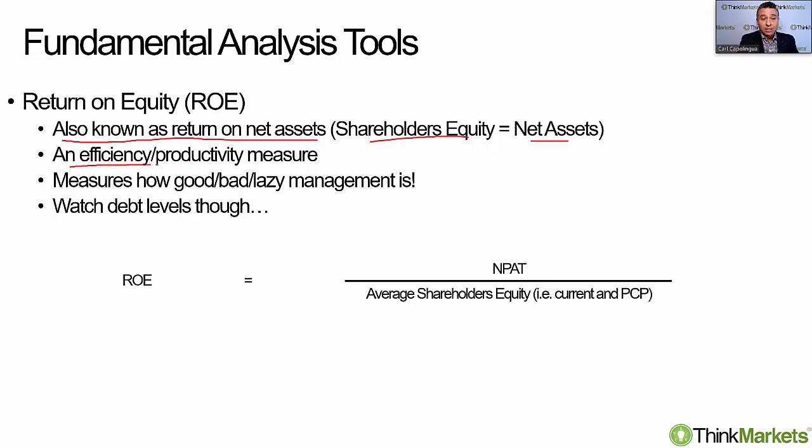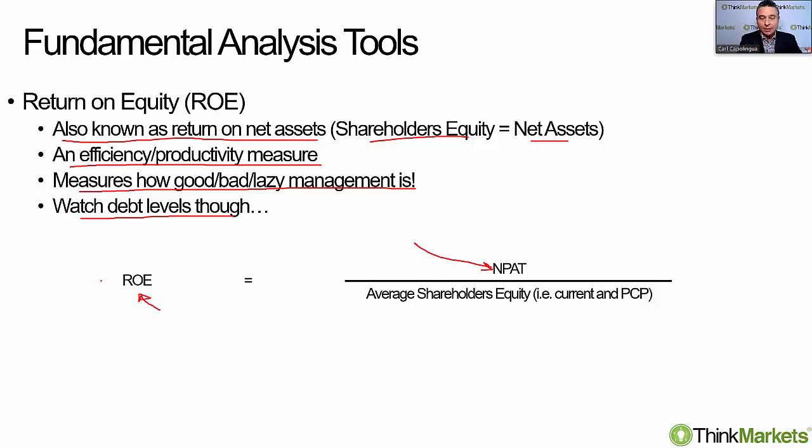It is an efficiency or productivity measure. For me, it tells me how good, bad or lazy management is. It talks about management's ability to extract financial performance out of net assets. Watch, however, when debt levels are very high relative to assets. A company can juice this ROE by having very, very high levels of debt. So shareholders' equity becomes very, very small. And then for a fixed amount of net profit after tax, this ROE then blows out.